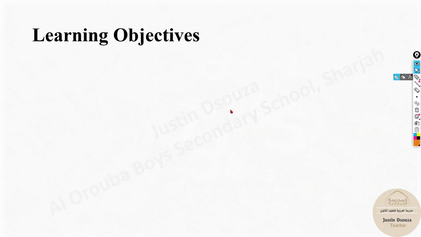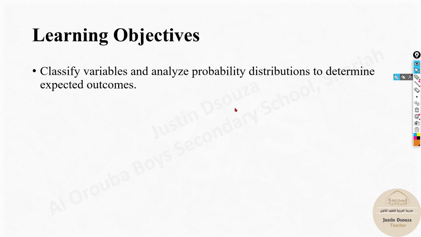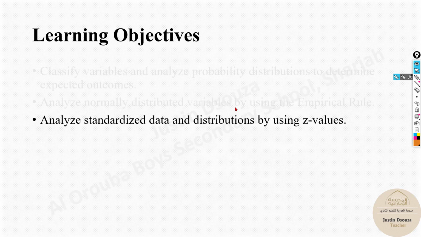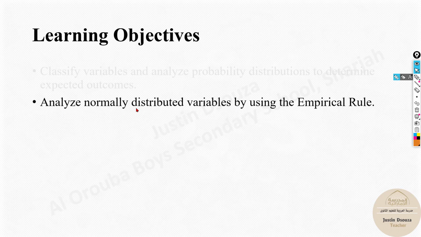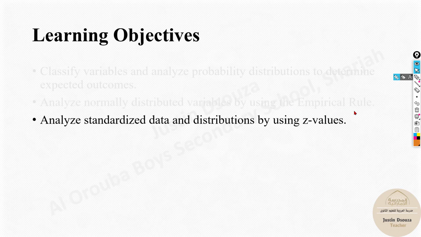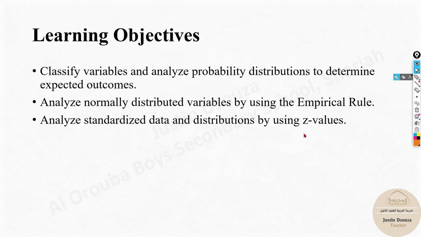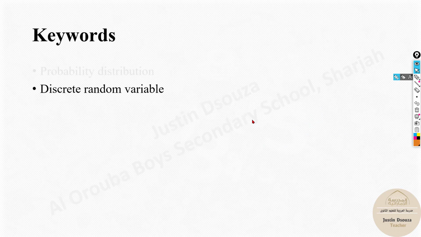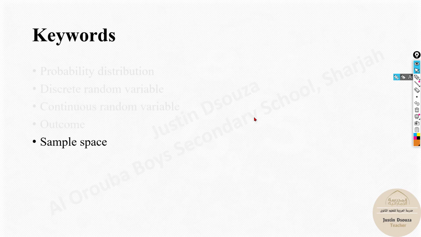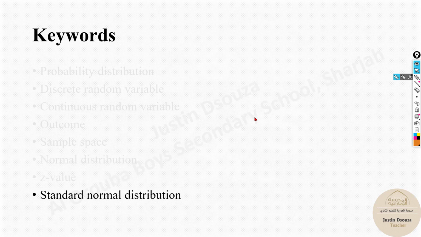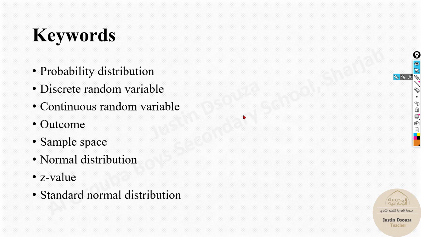Now we will look into the learning objectives. They are to classify variables and analyze probability distributions to determine expected outcome, to analyze normally distributed variables by using empirical rule, and to analyze standard data distribution by using z-values. This is another important one. We will look into all these objectives, and the keywords are probability distributions, discrete random variable, continuous random variable, outcome, sample space, normal distribution, z-value, and standard normal distribution. Plenty of words. We will try to go through them one by one as we come across them.